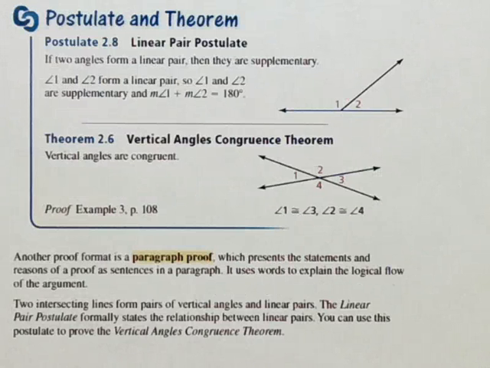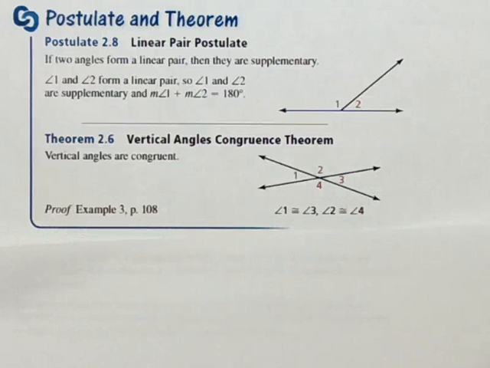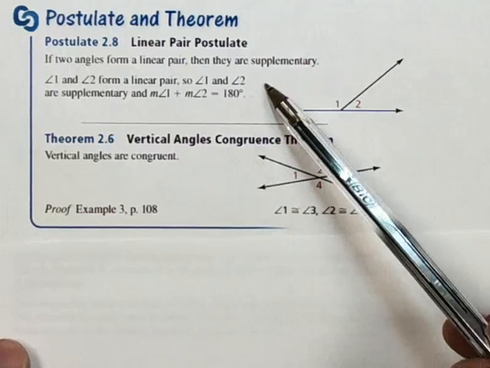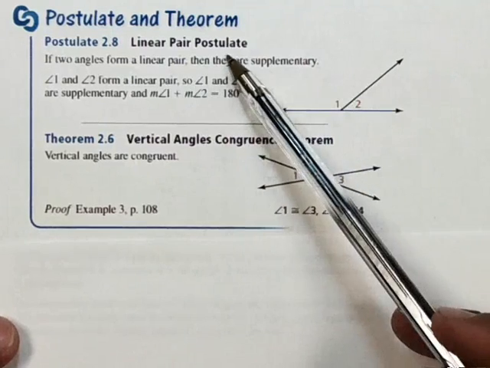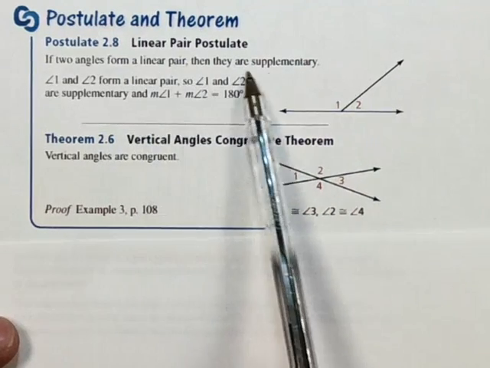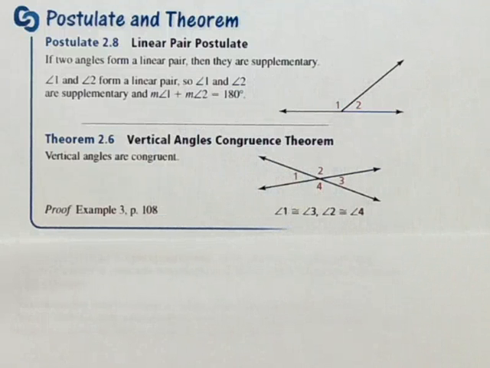All right, we're going to introduce real quick two more tools for our proofs. The first one is a postulate. It's called the linear pair postulate. If two angles form a linear pair, then they are supplementary. That's kind of a duh, because it is part of the definition of a linear pair that their angle measure is 180 degrees.